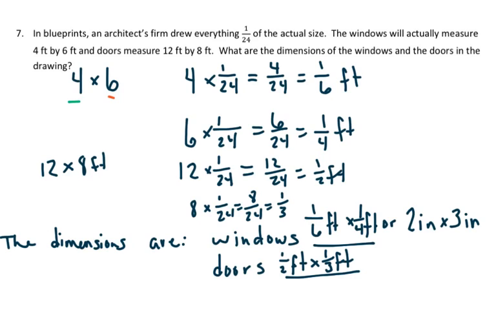And again, we're just going to make this into inches. It just looks nicer that way. And so we have 1/2 of a foot is 6 inches, and 1/3 of a foot is 4 inches. So the dimensions of the door would be 6 inches by 4 inches. So altogether, again, the dimensions of the windows are 2 inches by 3 inches, and the doors are 6 inches by 4 inches.